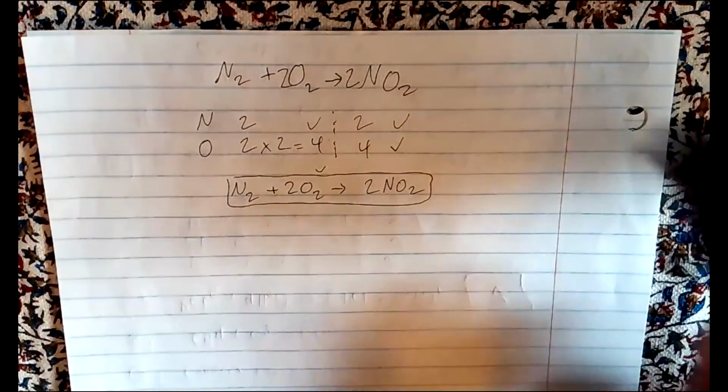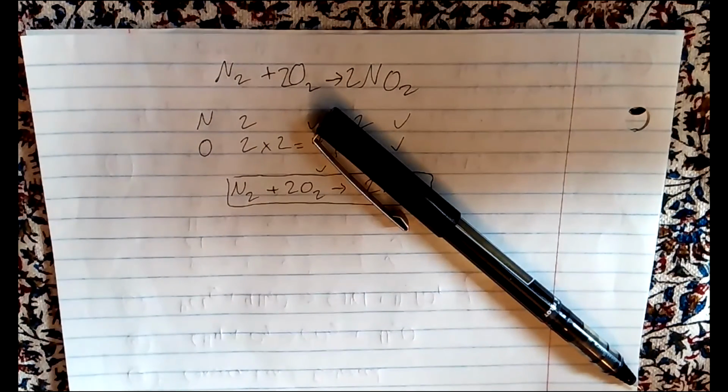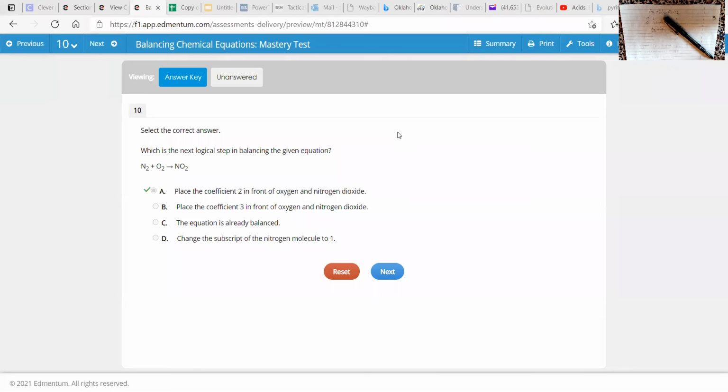But that is essentially how you balance equations. And once you understand and find a rhythm for it, it becomes a lot easier. So I hope that helped. And if you have any more questions, go ahead and email me, message me, and I'll help you out as much as possible.